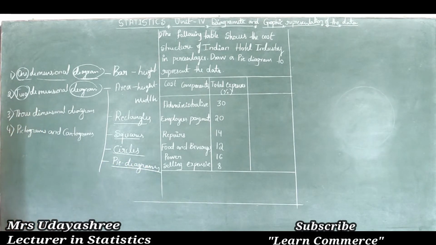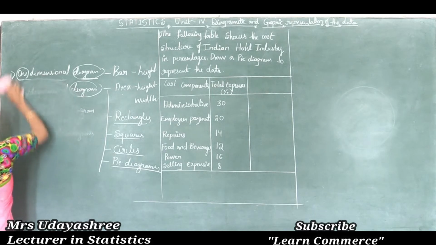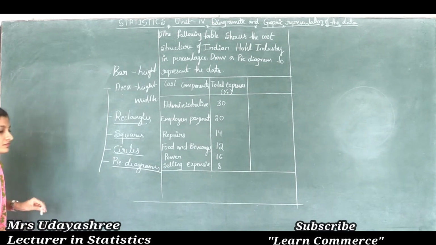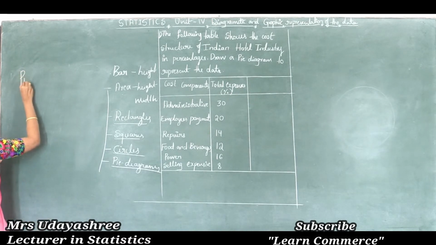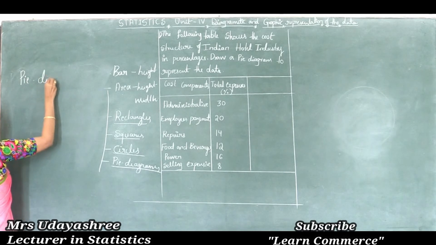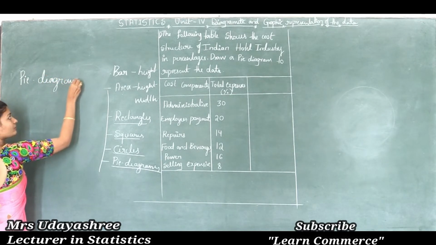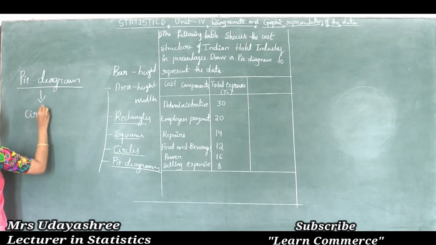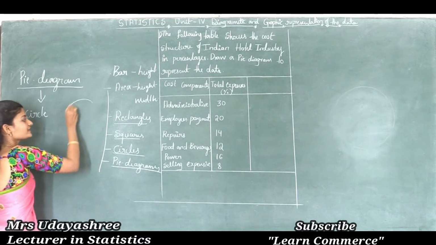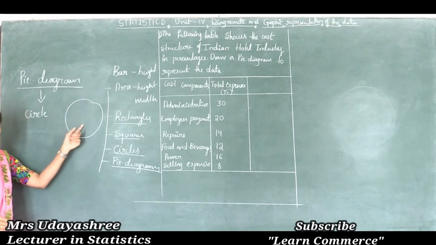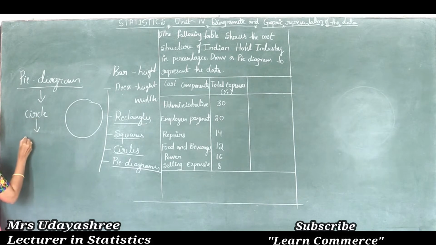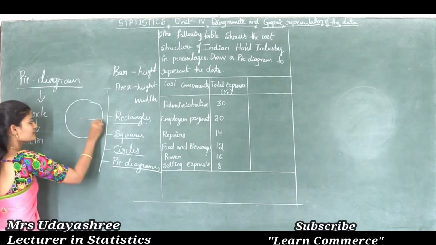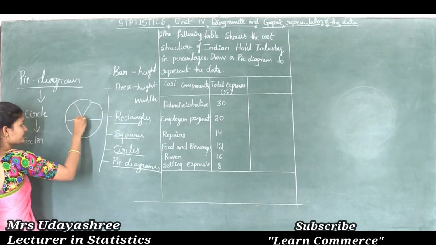A pie diagram is a circle. We know that a circle is like this. This circle is divided into sectors to represent the components. So how to divide? This circle is divided into different sectors like this.